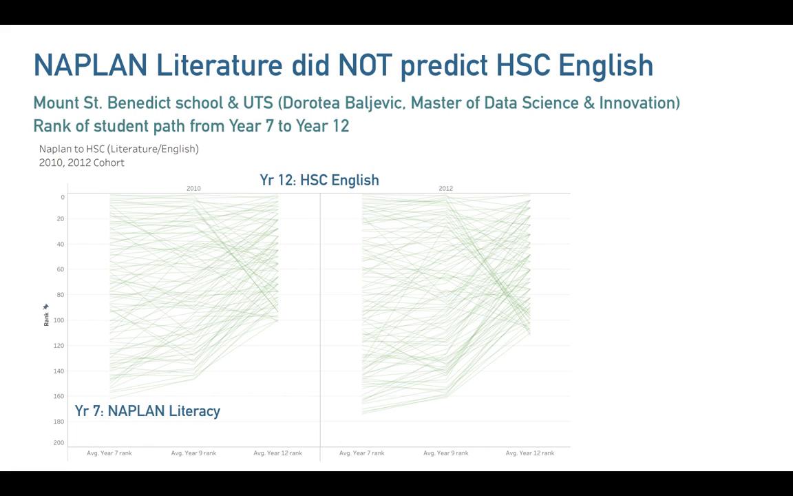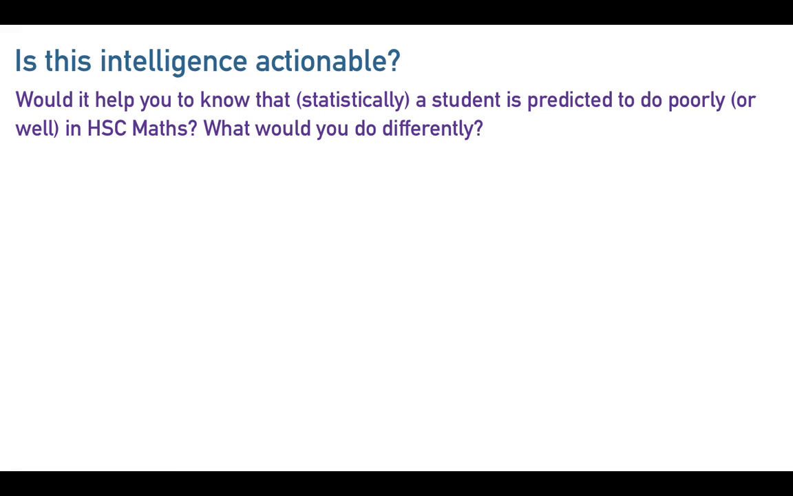So let me ask you, is that actionable intelligence? Would it help you to know that statistically, a student in front of you is going to do very well or poorly? Because we've got a predictive model that says that. Would you do anything differently as a result of knowing that? I'll just ask that as a rhetorical question, okay?